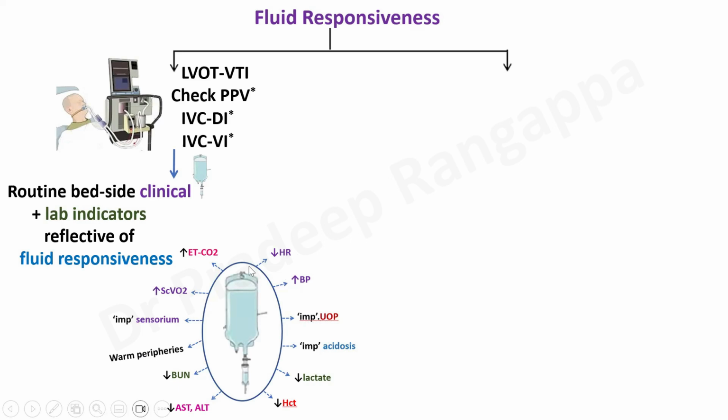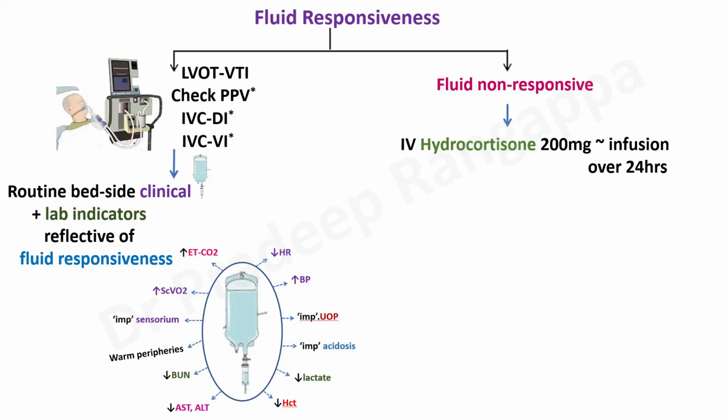So the only message I'm trying to give here is, don't fixate only on passive leg raising and all these dynamic indices. Look at other common intuitive variables like heart rate, blood pressure, urine output, lactate, sensorium, acidosis, and all these innate variables we are so attuned to see if they're getting better. And if there is fluid non-responsiveness after this, then obviously there is no more room for fluids.